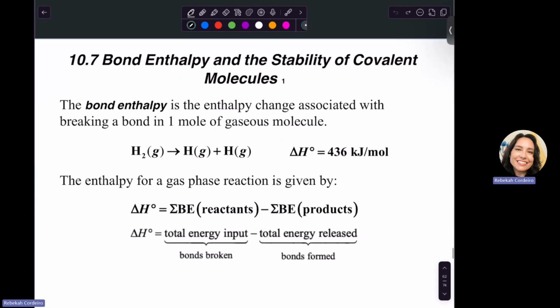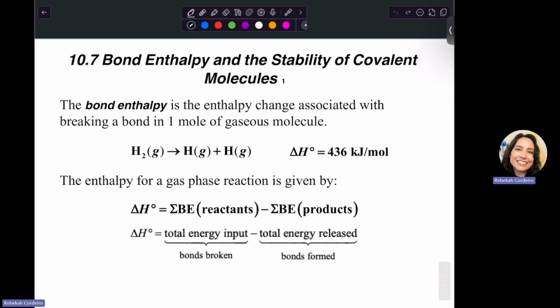In this section, we're going to talk about another way to find the enthalpy of a reaction. We've been talking about several ways in which we can find the enthalpy of reactions because enthalpy is a state function, so it doesn't matter which method we use, the numbers should be the same. One of these methods is by using the bond enthalpy, which is the enthalpy that you get when you break a bond of 1 mole of a gaseous molecule.